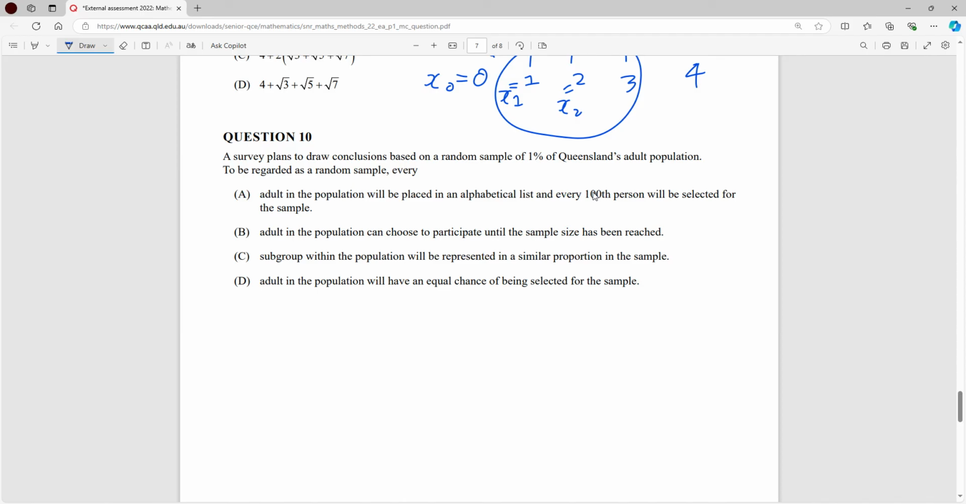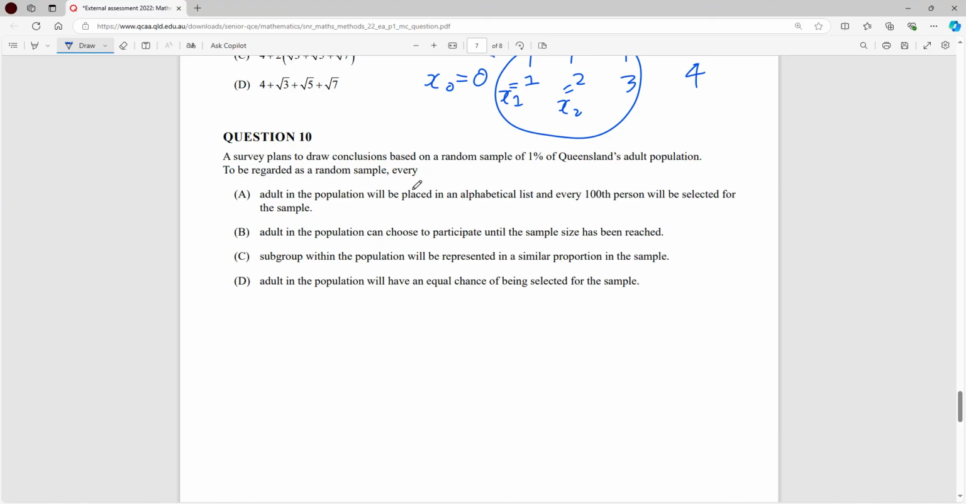I think this is the final question. A survey plans to draw a conclusion based on a random sample of 1% of the Queensland adult population to be regarded as a random sample. Okay, so here they're basically saying, alright, in order for this to be a random sample, and then they've given the options here.